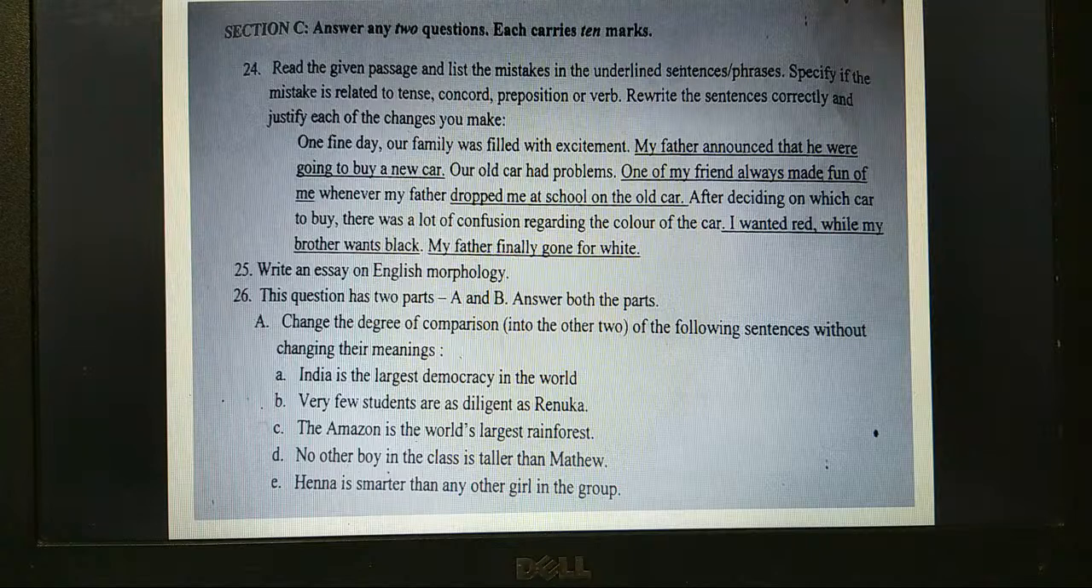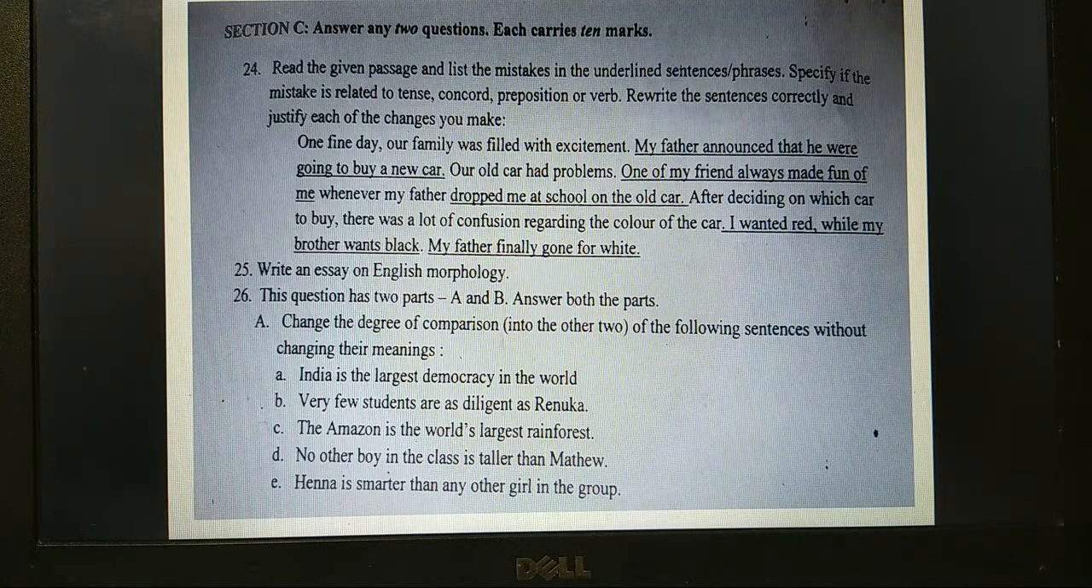All right, so number one. One fine day our family was filled with excitement. My father announced that he were going to buy a new car. Our old car had problems. One of my friend always made fun of me whenever my father dropped me at school on the old car. After deciding on which car to buy, there was a lot of confusion regarding the color of the car. I wanted red while my brother wants black. My father finally gone for white. So this passage has a lot of errors.